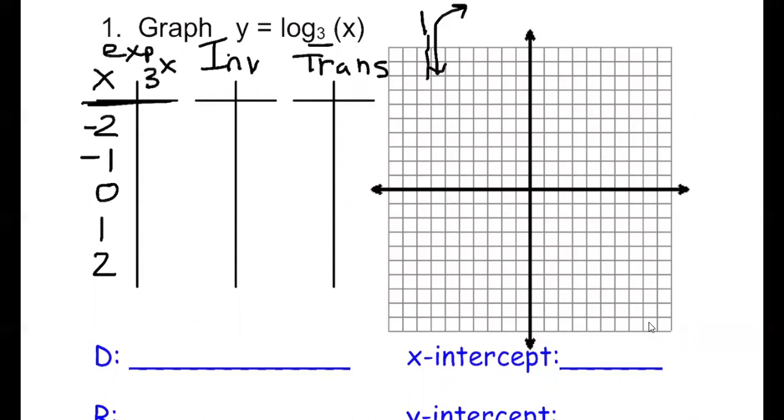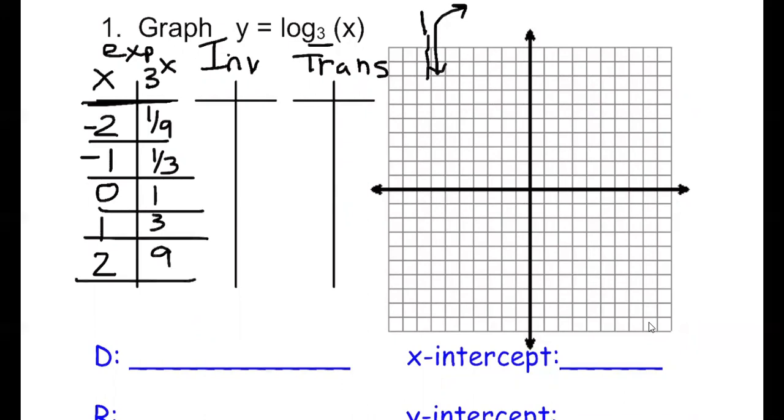So when I plug in -2 to 3 to the x, I get 1/9. When I plug in -1, I get 1/3. When I plug in 0, I get 1. When I plug in 1, I get 3. And when I plug in 2, I get 9. Okay? So we're going to start off then just looking at the inverse.